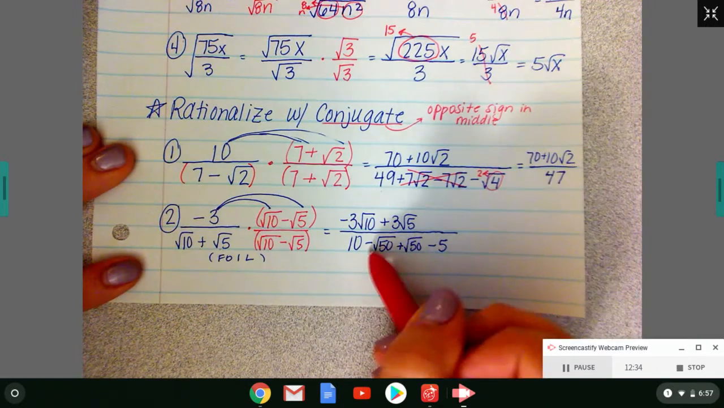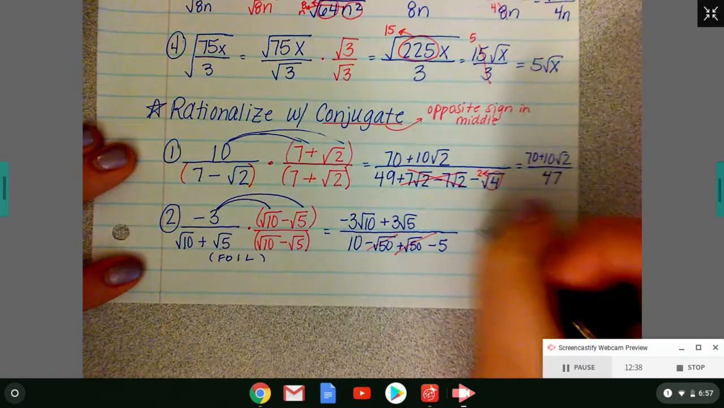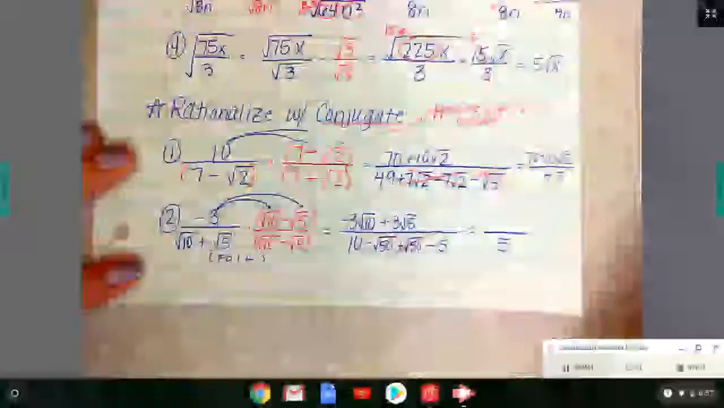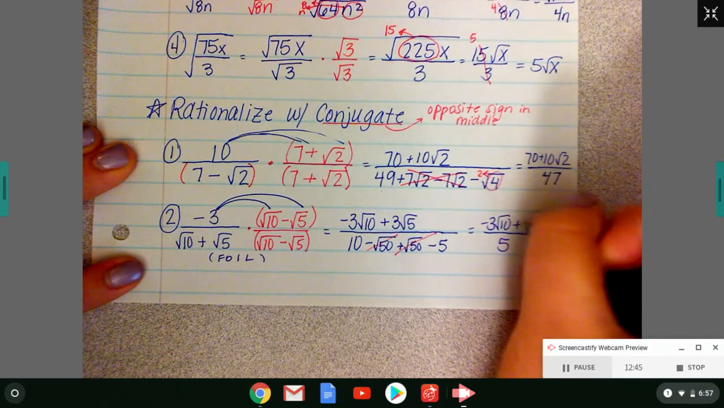On my denominator, negative root 50 plus root 50 goes away. And then I have 10 minus 5. On the top, I have negative 3 root 10 plus 3 root 5.